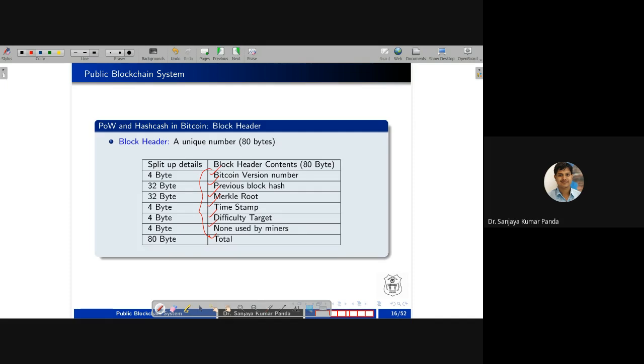That's why I told you, if the node is not a full node, if it is a lightweight node, it only contains this 80 byte information. It is not containing other information. It is only focusing on this particular information, right?